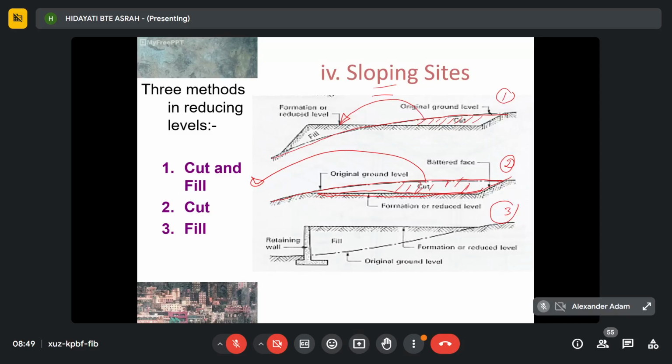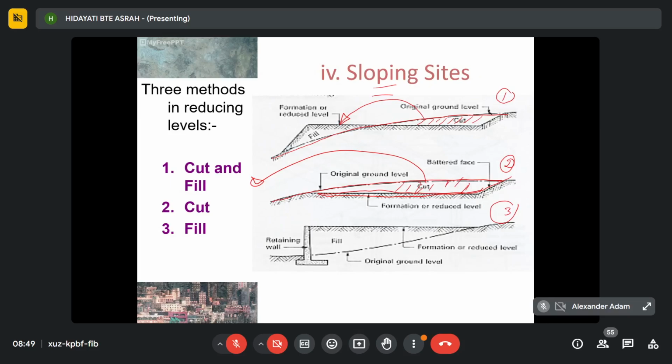So that is the benefit, or advantage. But the disadvantage of the cut method is that you have to remove the soil. Once you remove the soil, it will involve cost. So it will increase the cost in your project. Okay. And the last method, the fill method, is when soil is used to fill a hole.